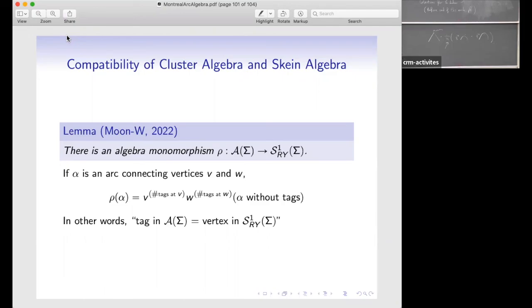But what Han-Bom wants to do is, this skein algebra is nice for all sorts of reasons. For example, we know it's finitely generated, and for some small surfaces, we have a presentation. So can we say things about whether the cluster algebra is finitely generated by going backwards?